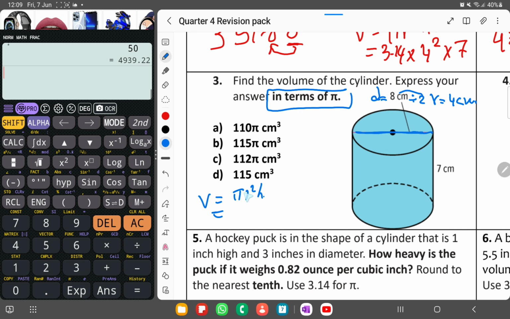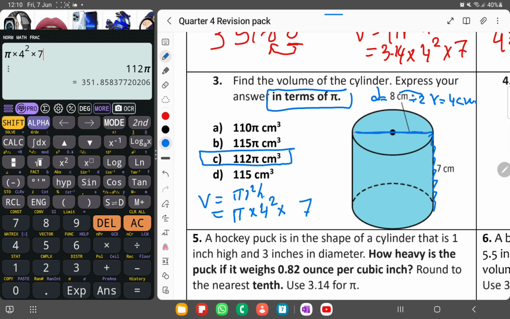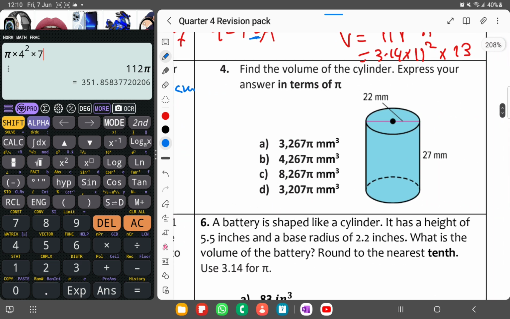Now, in terms of pi, I will keep the pi as it is. I will not make it 3.14. Times radius squared. What is the radius? 4 power 2 times the height. Where is the height here? 7. Very good. So now we can just multiply 4 power 2 times 7, and keep the pi. Where is the pi on the calculator? Here it is. Pi times 4 power 2 times 7. So you will get the answer like this: 112 pi centimeters cubed. Very good.